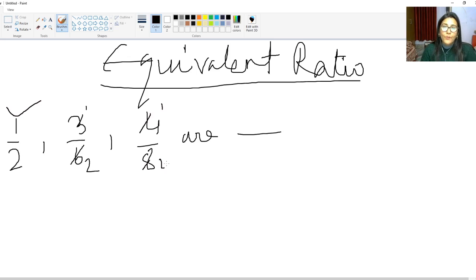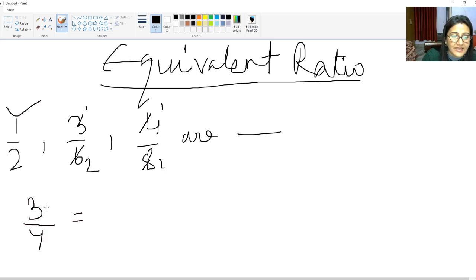fractions. One more thing, students: if a simplest form is given to you, suppose 3 by 4, and you are asked to find two more equivalents, then we simply multiply the same number to both the numerator and the denominator.